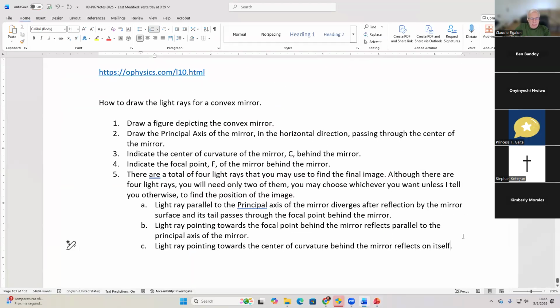You may also have a fourth light ray, which I didn't illustrate there: the light ray incident at the center of the mirror.